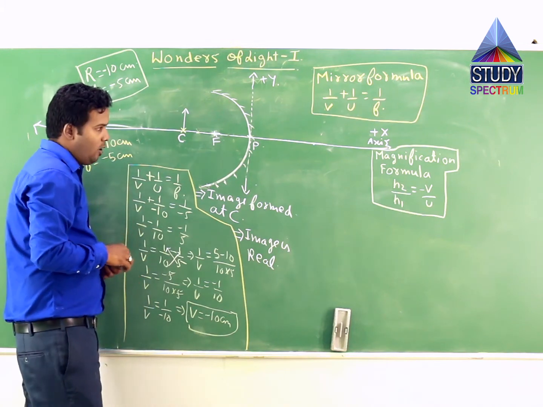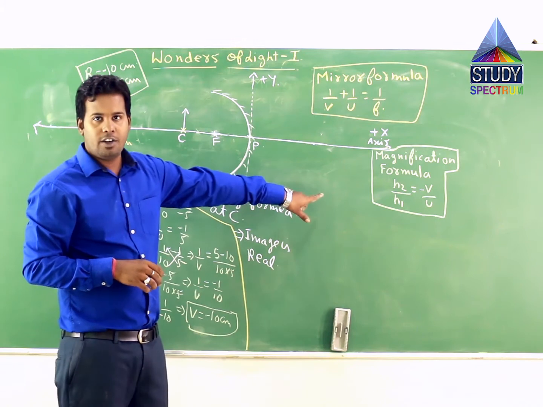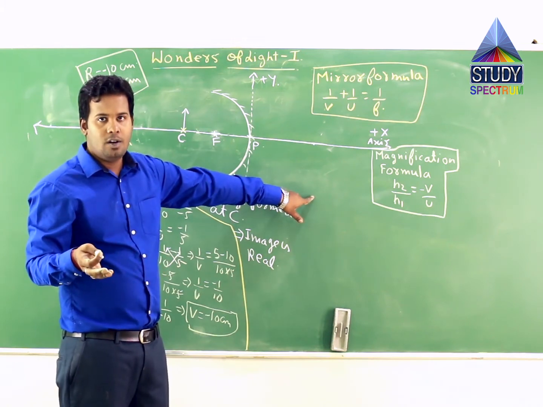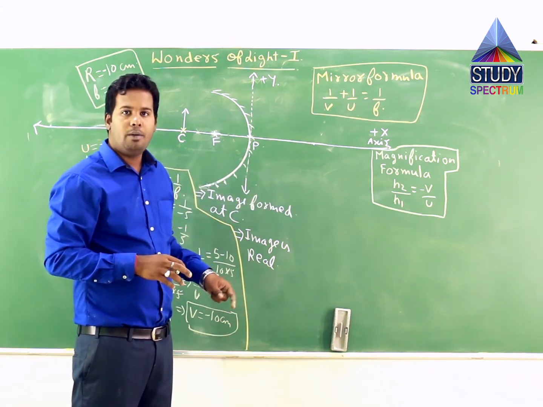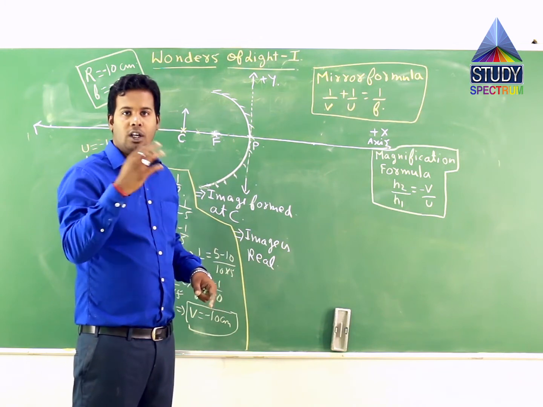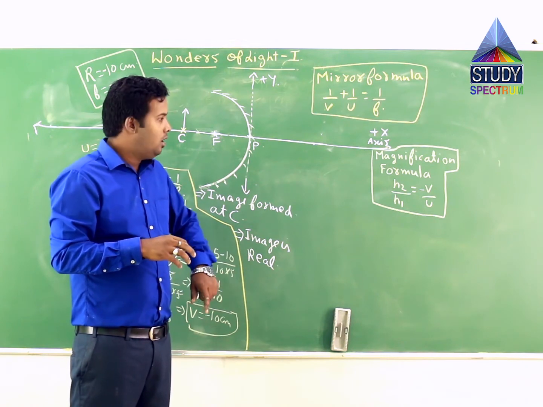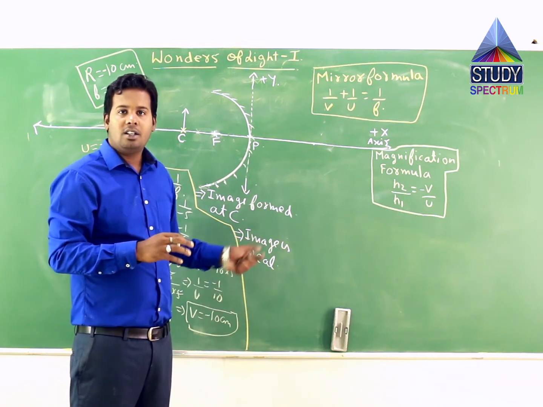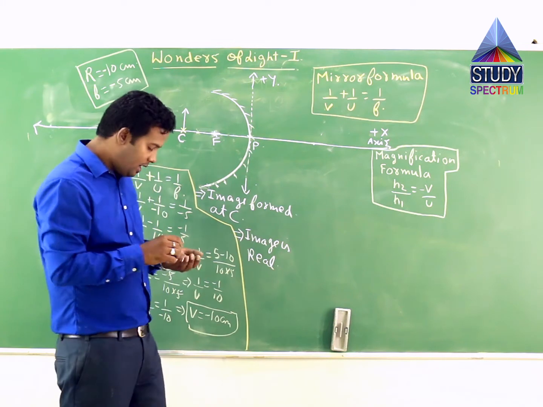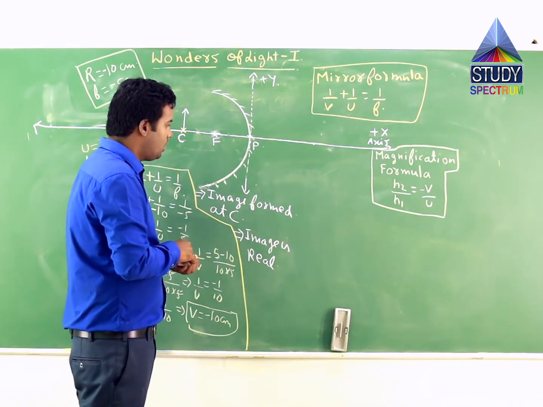Correct? Now if we use the second formula, that is the magnification formula, we'll get another two results: whether the height of the image is magnified more than the object, or diminished less than the height of the object, and whether the image is erect or inverted. Let us see what it comes out to be.